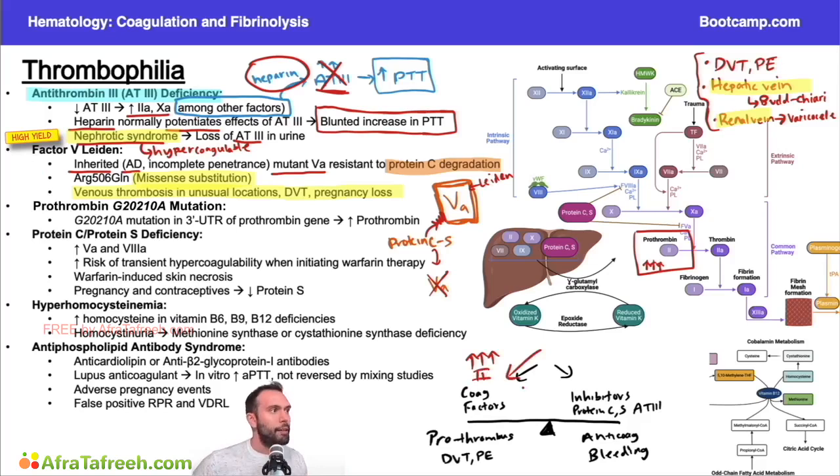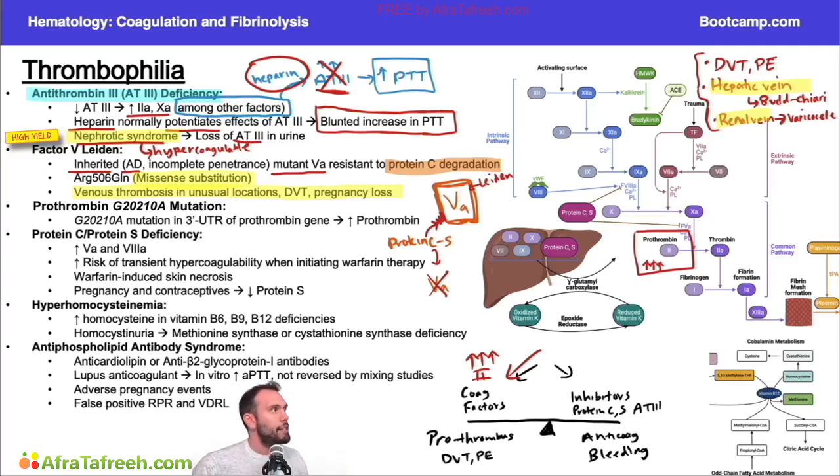That's exactly what's happening. You have a mutation in the 3' untranslated region of the prothrombin gene. It's causing overactivation of that gene, so you make too much prothrombin. Again, same thing: you can have venous thrombosis in unusual locations, DVT, pregnancy loss, but the key is you just have to understand that this is all because you have excess formation of prothrombin.